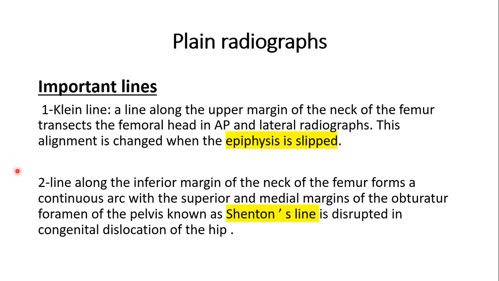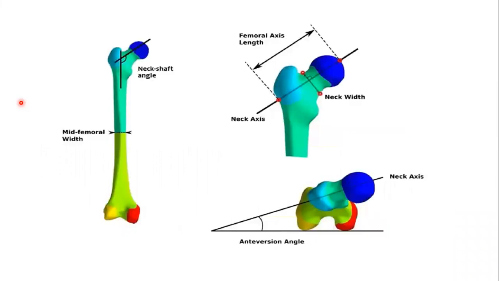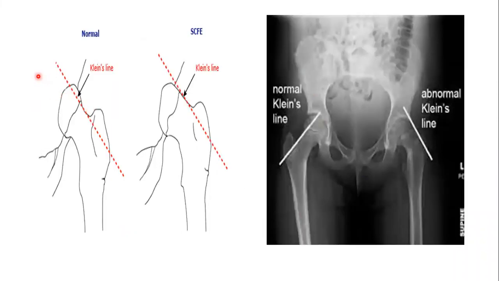Plain radiograph. Important lines. Klein line, a line along the upper margin of the neck of the femur, transects the femoral head in AP and lateral radiographs. This alignment is changed when the epiphysis is slipped. So here we have the Klein line through the upper border of the neck and transecting the head. Here we see it through the upper border of the neck, but not transecting the head. So here we have slipped capital femoral epiphysis, as we see here in the radiograph. This is normal, transecting the head, and this is abnormal.